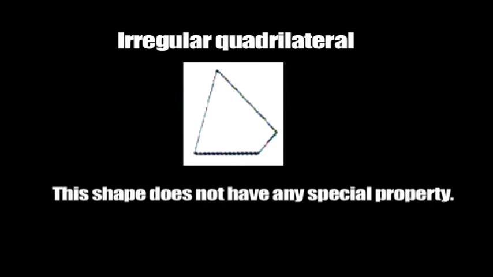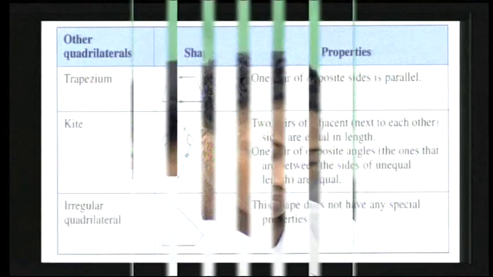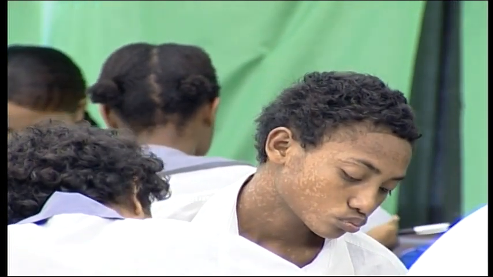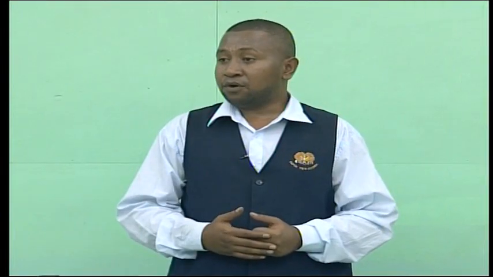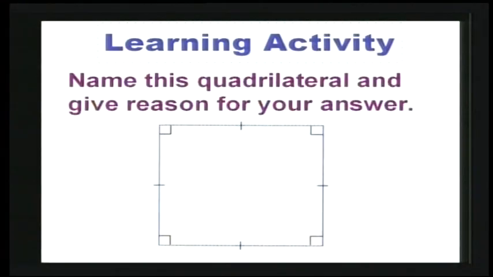Now, 7s and receiving students, what we are going to do now is try to see some of the shapes that we have gone through and understand what each of the quadrilaterals stands for on each of the given shapes. On the screen, the exercise says, name this quadrilateral and give reason for your answer. You look at the shape. What is the name of the shape?